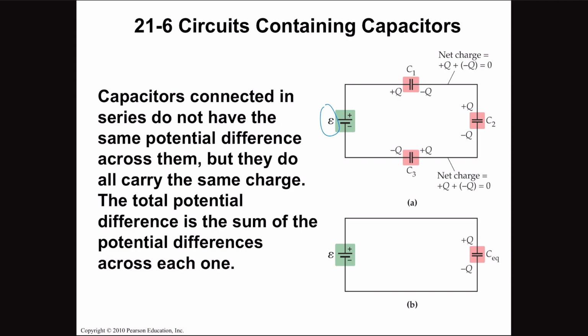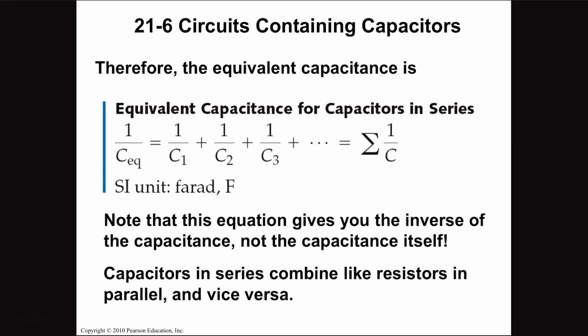So the total potential difference is the sum of all the potential differences across them. So this might be V1, V2, V3, and then we'd have to say that whatever our EMF is equal to V1 plus V2 plus V3, like that. Here, to find the equivalent capacitance, since this decreases the voltage on each one of these, this is actually going to result in an overall lessening of the total capacitance, and therefore a lessening of the total charge we can store on them. And so the equivalent capacitance here actually adds up like parallel resistors added up.